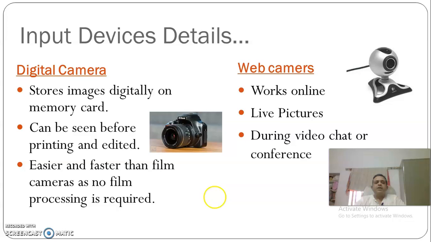Now moving further, you have two more devices here. One is the digital camera. Now what is a digital camera? It stores your images digitally on a memory card. When you click a picture, the image is stored on a card.